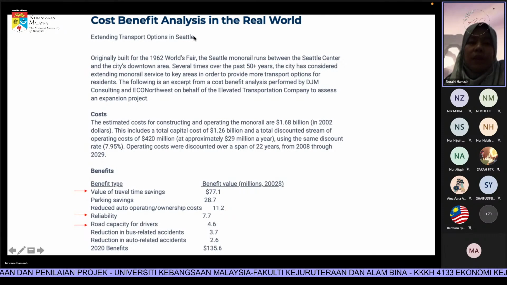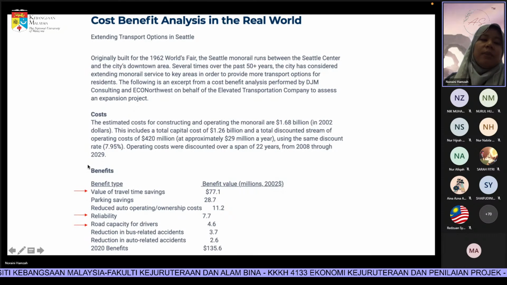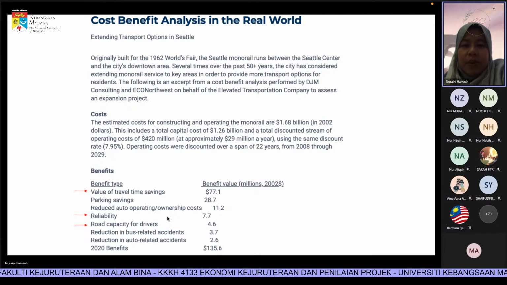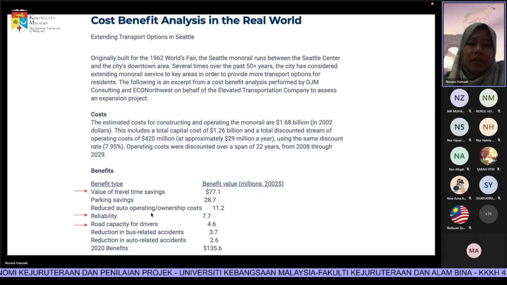So maksudnya by having the CBA, you are able to consider and justify you punya decision by having those intangible aspect inside your evaluation of the project. Comparing to the other tools before this is just only numbers, interest rate, investment, benefits, and interest rate. But here you can have more than that.